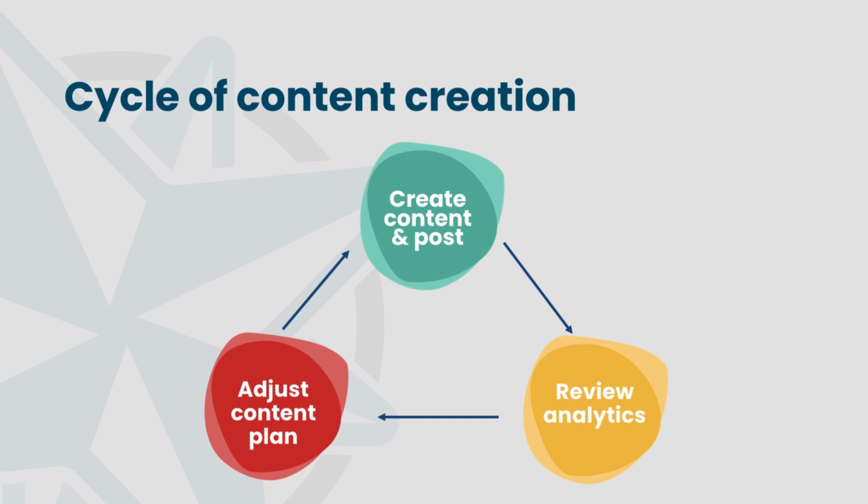Here we have an ideal cycle of content creation. I imagine that many of you will be stuck in the first circle of this loop, continuously creating new content and sharing it with your audience. While this is often the most fun and exciting part of managing social media pages, we've all heard Albert Einstein's famous line, "Insanity is doing the same thing over and over again and expecting different results."